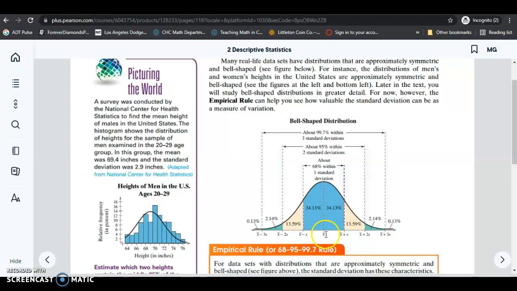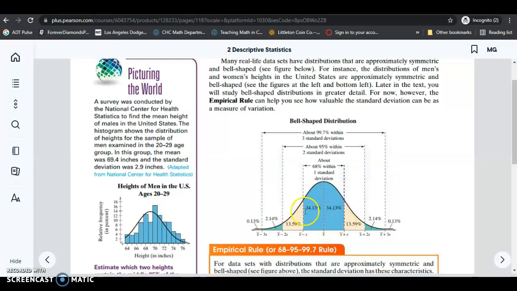So for example, for data that are bell-shaped and symmetric, the mean of the data is going to be in the middle, and that's where the peak of the curve is. Remember, the peak of a curve is the highest point. So the mean of our data set is right here in the middle. Approximately 34% of the data is within one standard deviation to the left. Likewise, because the curve is symmetric, approximately 34% of the data is within 1 standard deviation to the right.